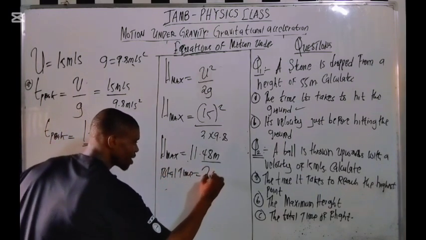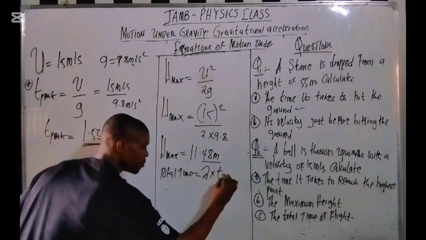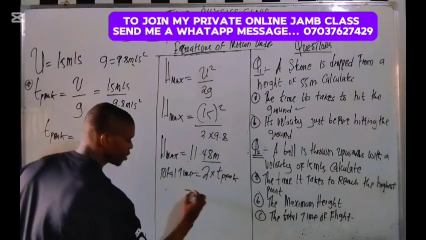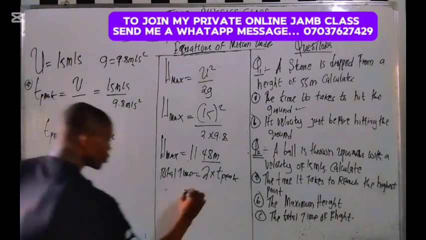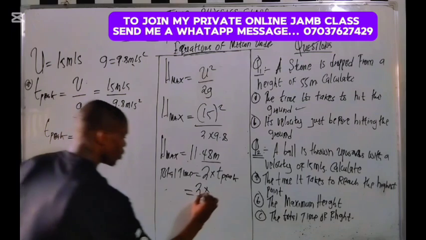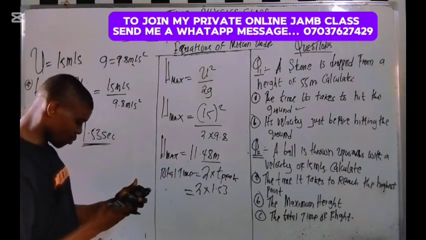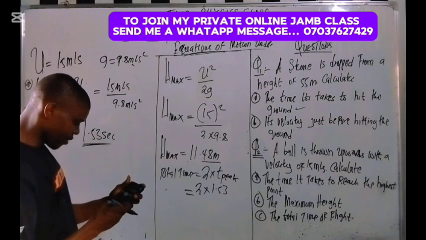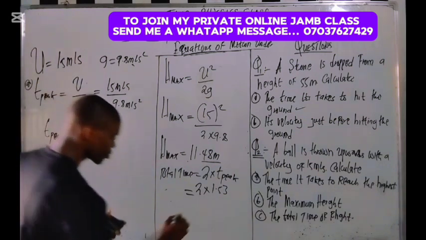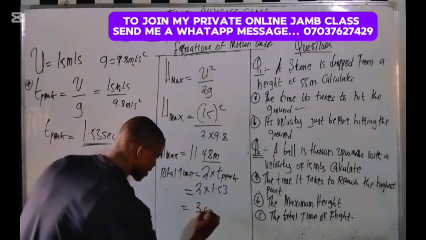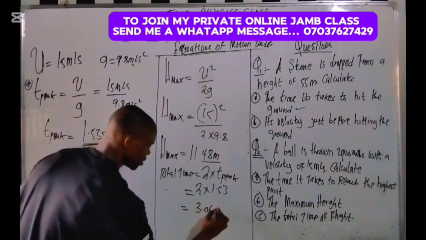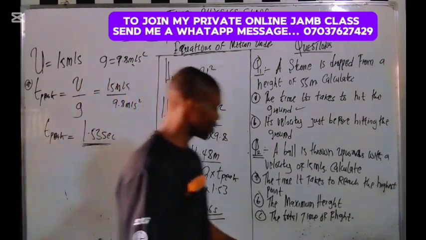So total time equals 2 times T peak. So it's going to be 2 times 1.53. So you have 2 times 1.53, and here we have 3.06 seconds. So we have come to the end of this class here.